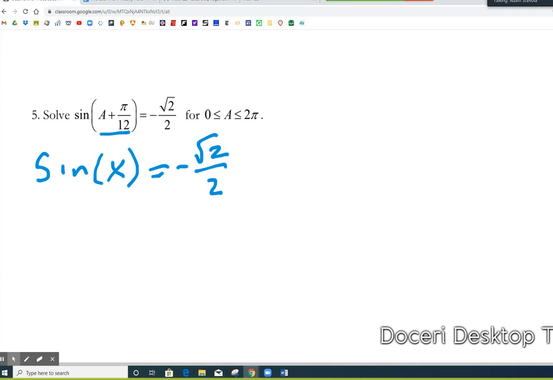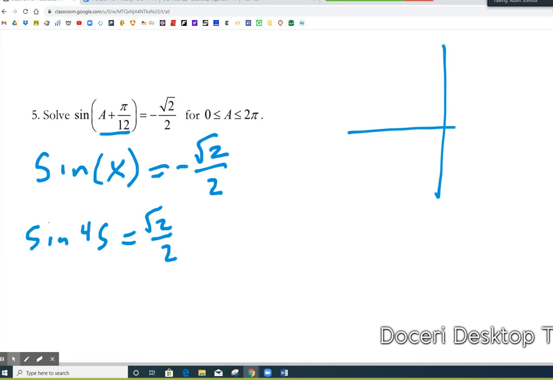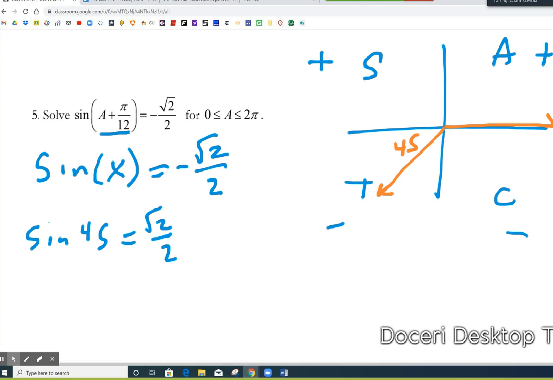All right, well, I know that the sine of 45 is equal to root 2 over 2. So that means that x has to be in quadrants where sine is negative. So A, S, T, C. Sine is positive in quadrants 1 and 2, but it's negative in quadrants 3 and 4. So if we take a 45-degree reference angle in quadrant 3, that's 225 degrees, right? So x could be 225.